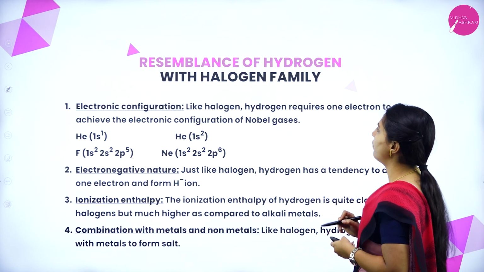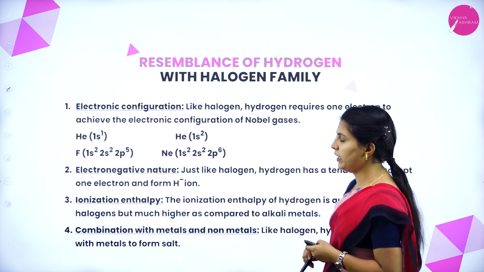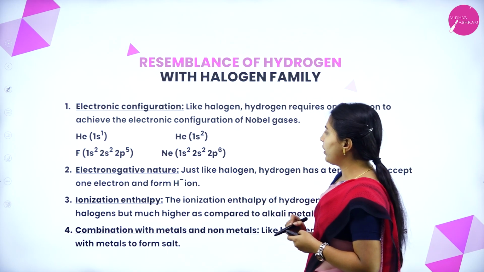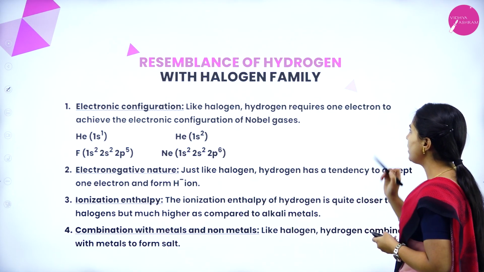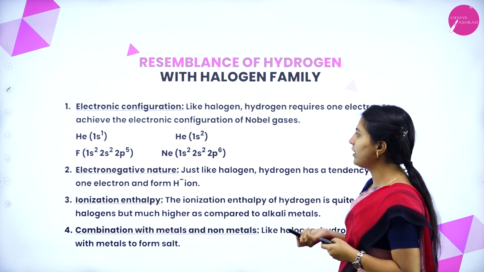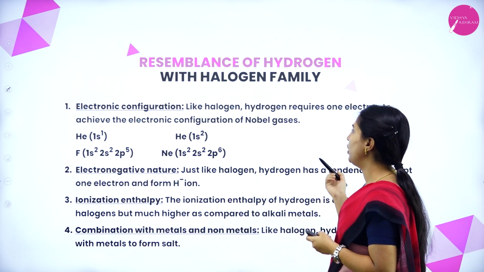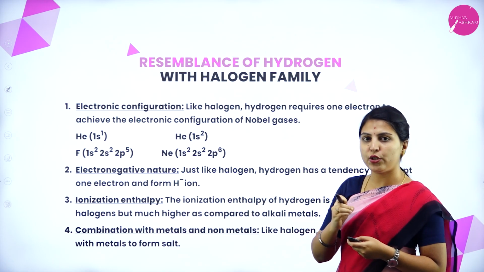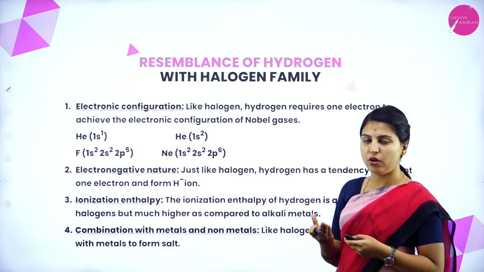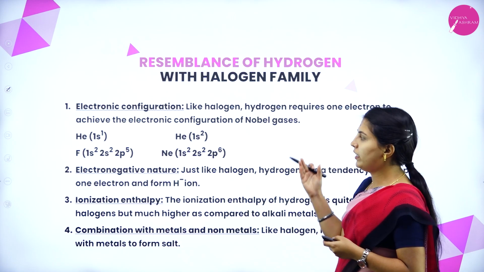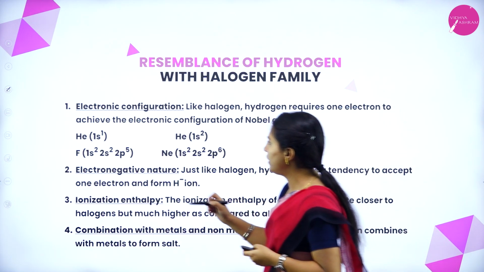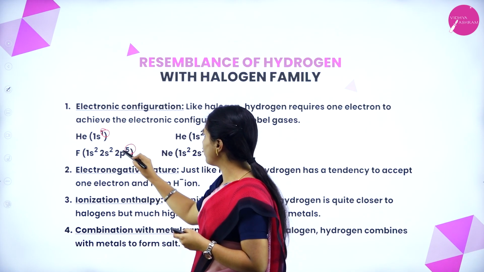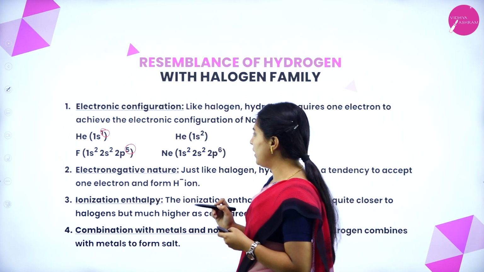Next, resemblance of hydrogen with the halogen family, which is the most electronegative family. Electronic configuration: like halogen, hydrogen requires one electron to achieve the electronic configuration of noble gases. Hydrogen also needs one electron to achieve the octet noble configuration, like halogen also. See here, it needs one electron to fill its valence shell. This halogen group also needs one electron to fill its valence shell.